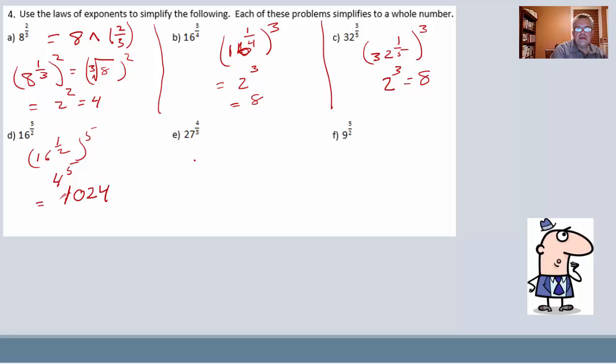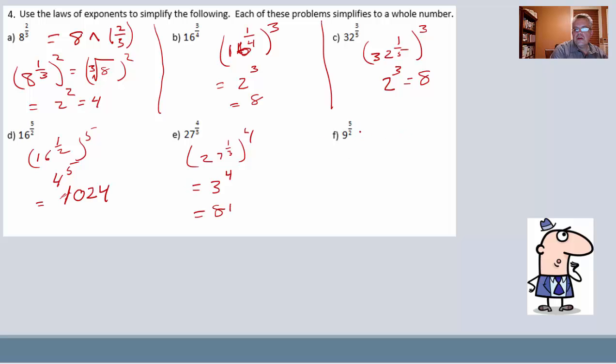Okay. 27 to the 4/3. This would be 27 to the 1/3. So I'm going to take the cube root first, and then raise that to the 4th power. The cube root of 27 is 3. And 3 to the 4th is 81.